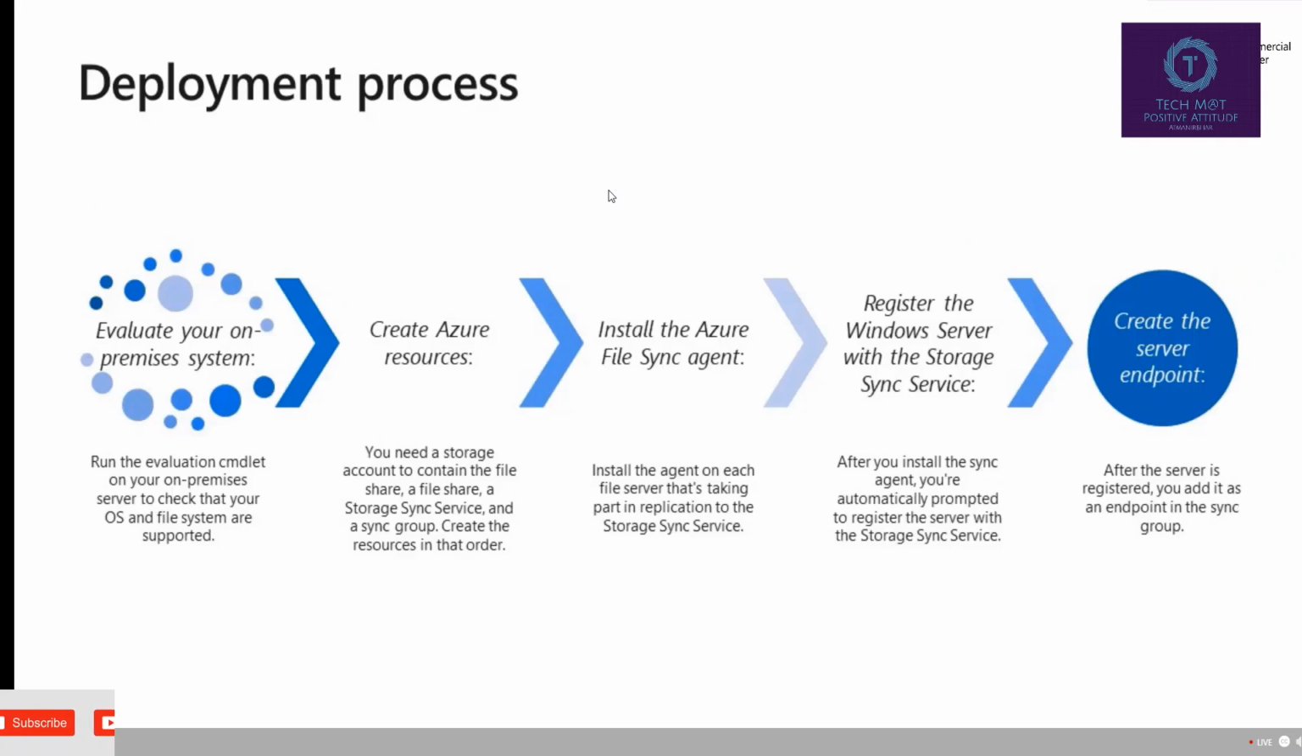So the deployment: evaluate your on-prem system, check if you have all the prerequisites in terms of operating system and whether the file system is supported. Create the Azure resources, so the Azure storage account, the file share inside the storage account, the sync service and the sync group. Then you install the File Sync agent, and then you register that Windows server with the storage sync service, and then of course you create the server endpoint, and then your setup will be done.